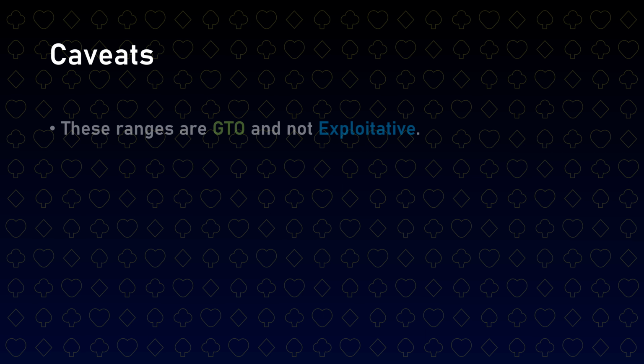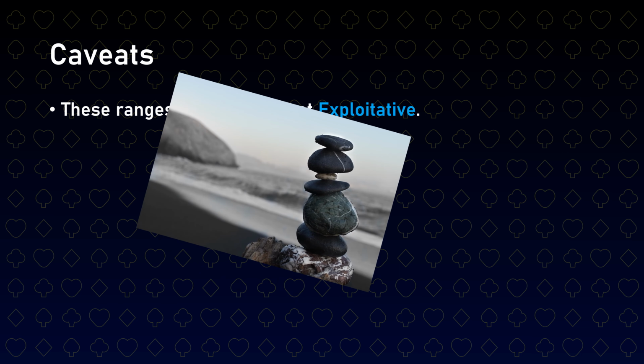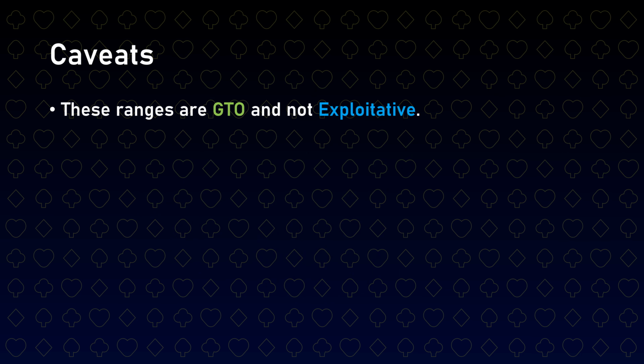Now that we have examined some GTO ranges for 3-betting based on various in-position players, it's important to discuss a few caveats associated with these ranges. Firstly, these ranges are GTO and are not exploitative. In other words, they are designed to achieve balance and optimal play against opponents who make minimal mistakes.